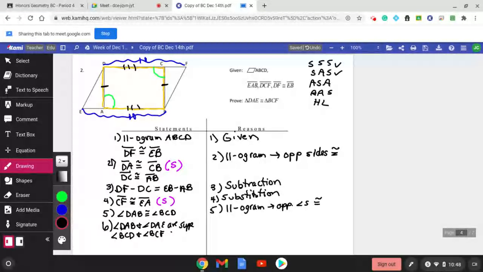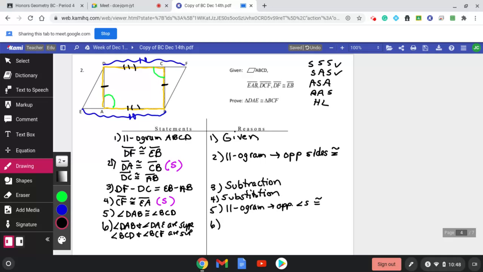Can you just say angle DAB supplementary to angle DAE, or do you have to write that all out? You can just reword it. You're just rewording it. Yeah, that's fine. But you got to put both pairs, though. You just can't put the one pair. Got to put both pairs.